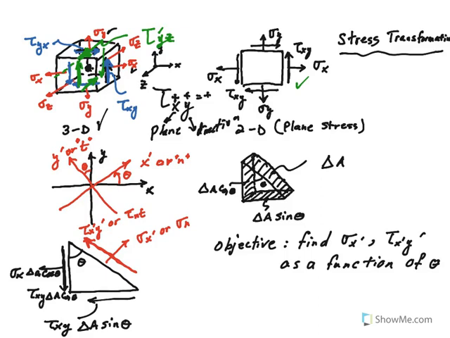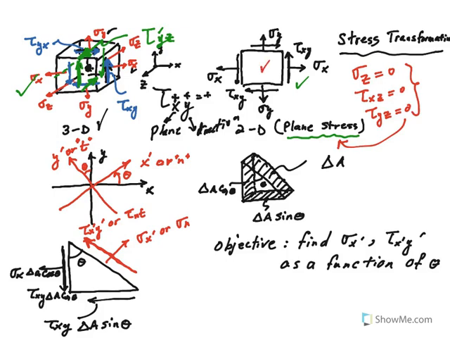Now, we want to concentrate on a two-dimensional stress element. We don't need to look at a three-dimensional element like this. A two-dimensional element is called plane stress. Whenever you set all the Z components of stress to zero, like sigma Z equals 0, tau XZ equals 0, and tau YZ equals 0, then you will get what we call plane stress. So then you're dealing with the stress element here.